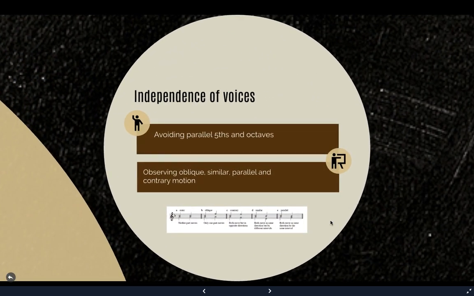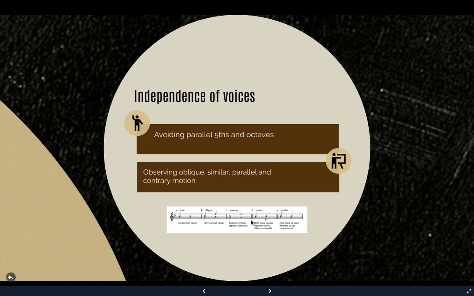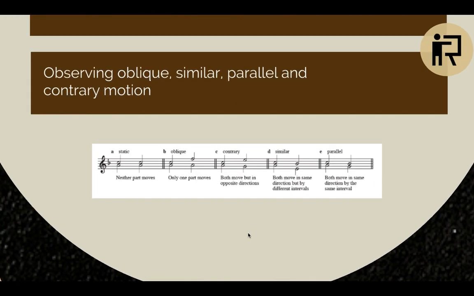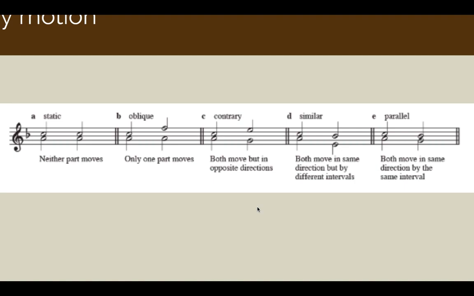I'm going to move through these really quickly. Remember, our goal is to have independence of all of our voices. We're going to do that by avoiding our parallel fifths and octaves. And we can avoid those parallel fifths and octaves by paying attention to when we have oblique, similar, parallel, and contrary motion. This is the example right out of your textbook, so if you need to review those, do so.